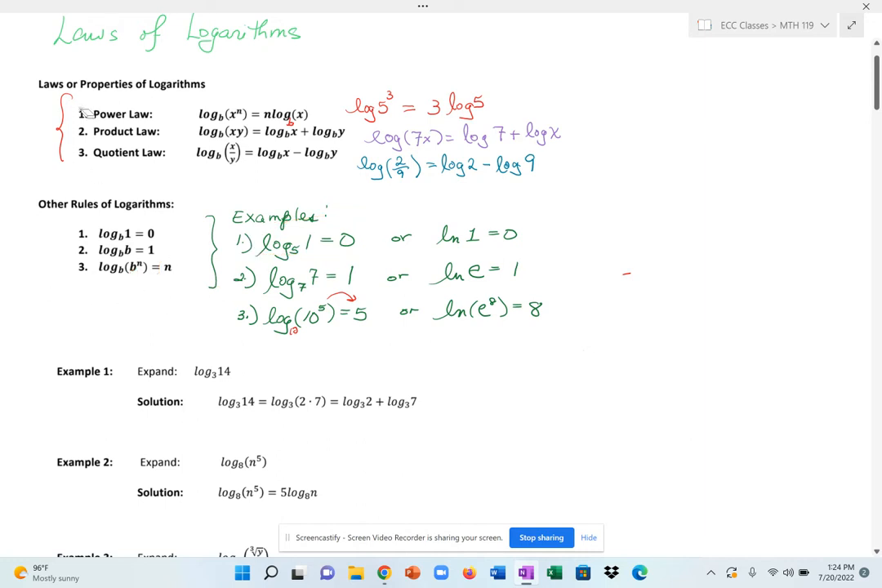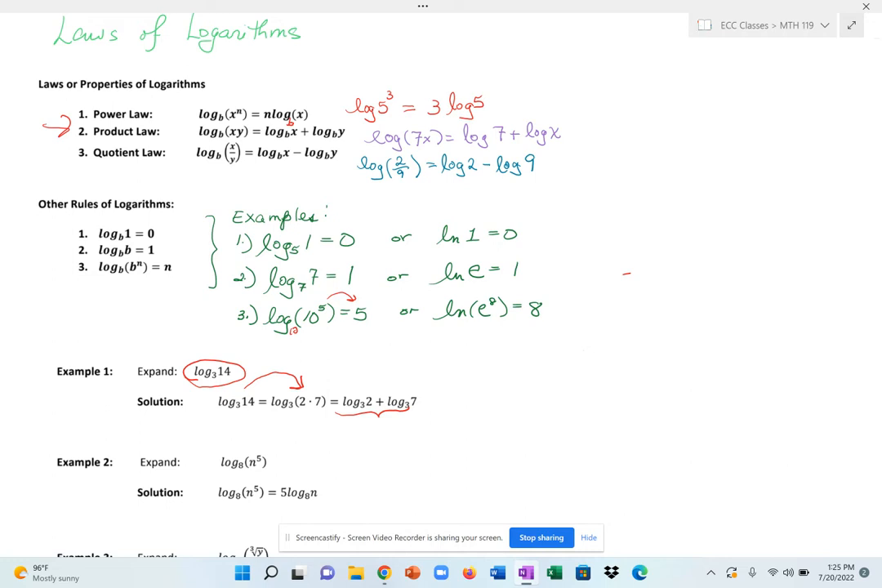Okay, so here's our first example. The directions say to expand the log base 3 of 14. So expand means that I want to write this single logarithm into multiple logarithms. And so in order to do that, I need to rewrite this 14 as a product. And so 14 can be rewritten as 2 times 7. And so using my product law, this is equivalent to the log base 3 of 2 plus the log base 3 of 7.